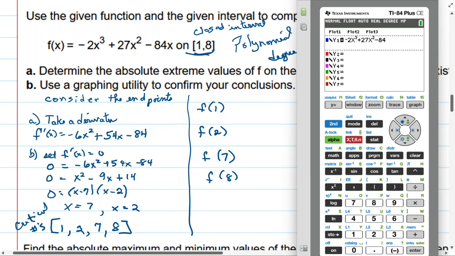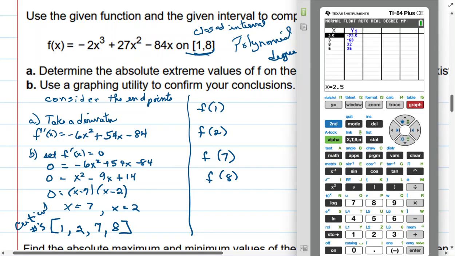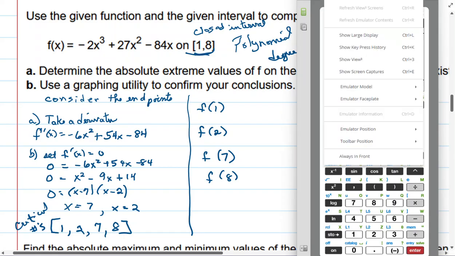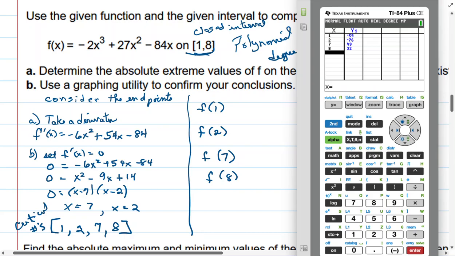All right, so I've entered my function. I'm going to double check that I put a negative in the 27 and the giant 84. I'm going to go to second graph and I'm going to enter my values. Always in front. And I'm going to have a negative 59, negative 76, a positive 49, and a positive 32.